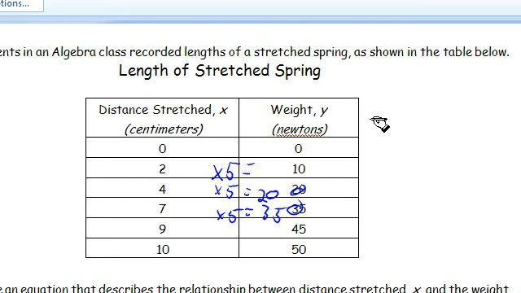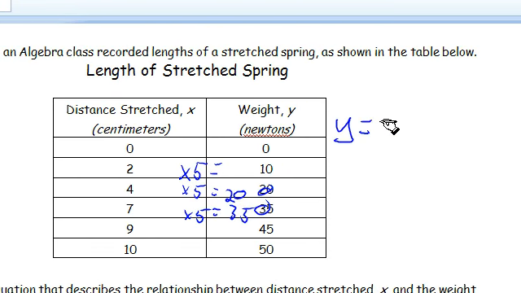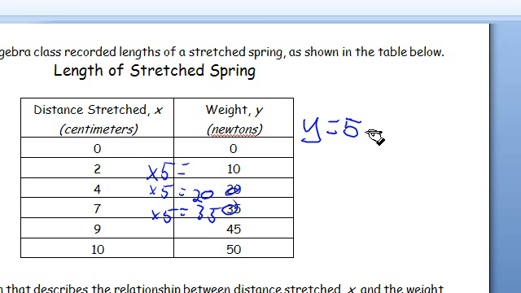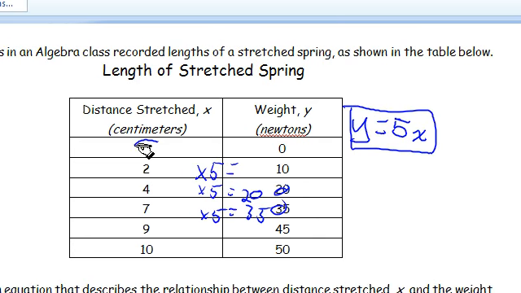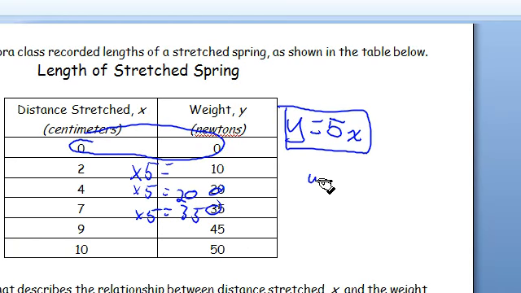So the relationship is the weight is equal to 5 times x, 5 times the distance stretched. And there you have it. That's a very simple relationship. Our starting point is 0, so the full equation, if you want to see it all expanded, looks like this, 5x plus 0.